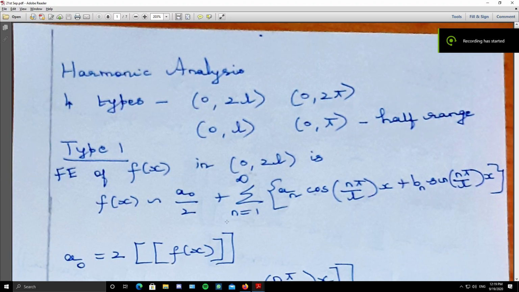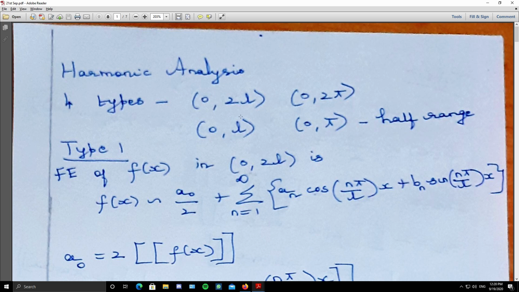Hello students, today's class we will discuss problems on harmonic analysis. Before the first test I explained what harmonic analysis is. In Fourier series, given a function in the interval 0 to L, or 0 to pi, or minus L to L, or minus pi to pi, you know how to find the Fourier series.